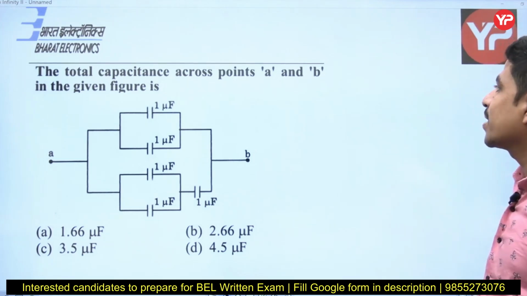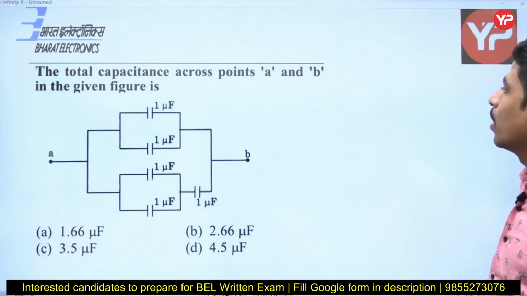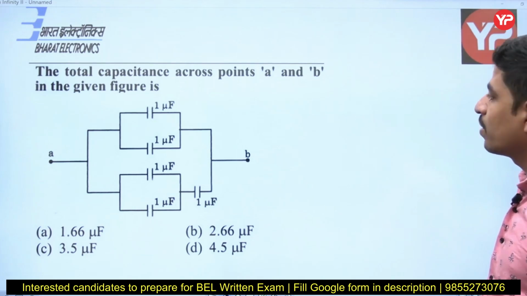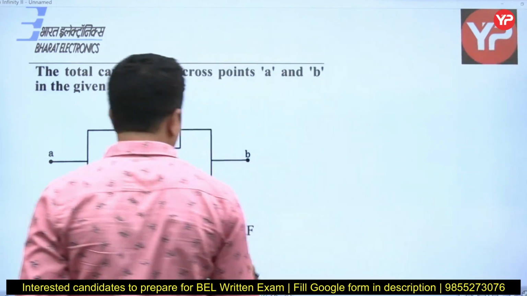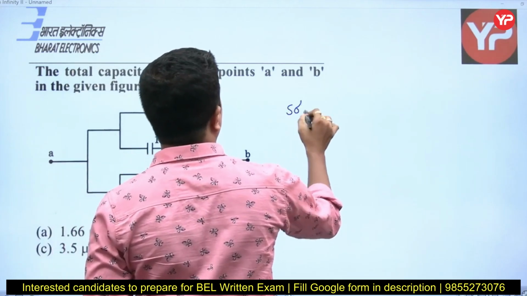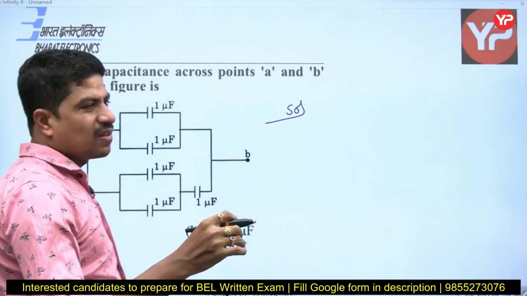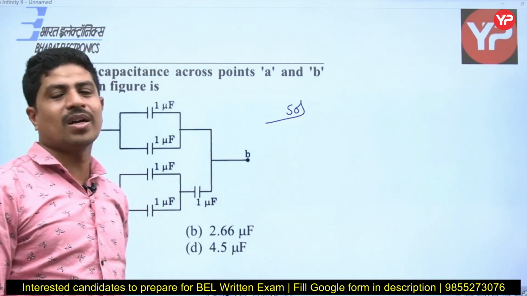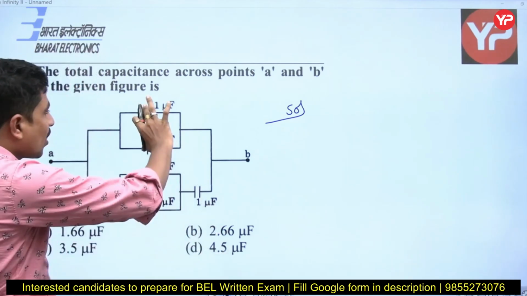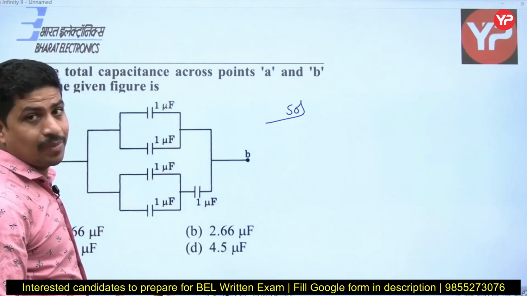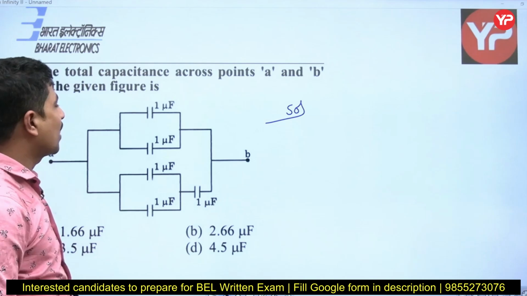The total capacitance across points A and B in the given figure is asked. You see here, very simple thing it is. In BEL, questions will be of this kind only, no depth questions, but the number of questions is more. These two are in parallel, capacitances in parallel will be added. These two are in parallel, capacitances in parallel will be added.